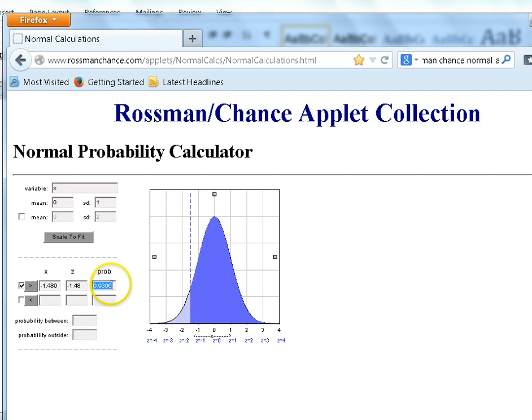So what I want to do is enter the probability, 0.9160 or 91.6%. The applet states that the z-score is negative 1.38. So in other words, 91.6% of the standard normal curve falls greater than a z-score of negative 1.38. And that's our answer.